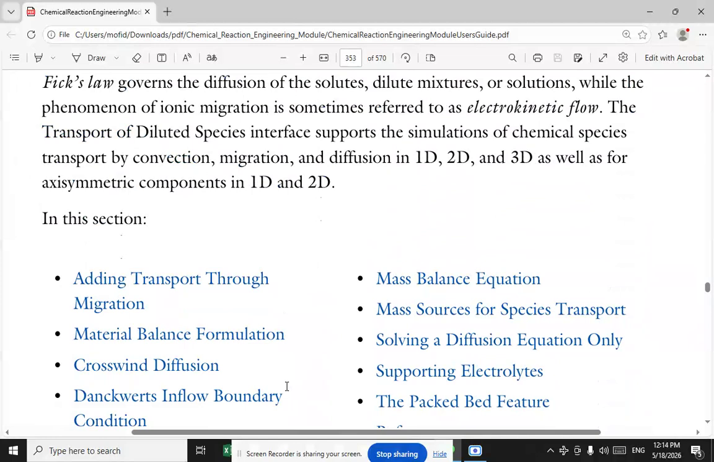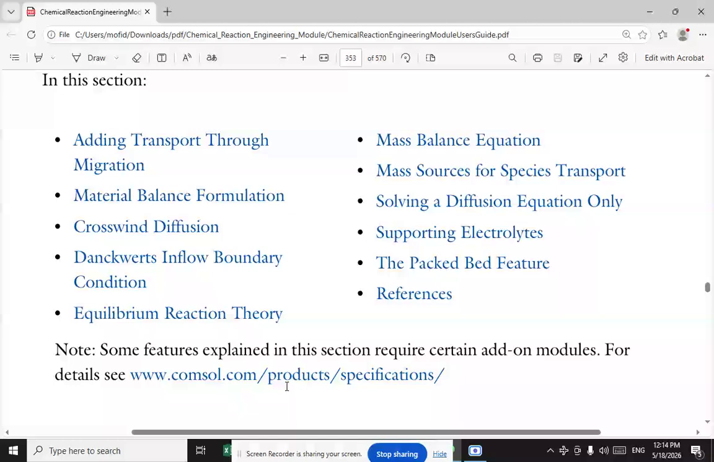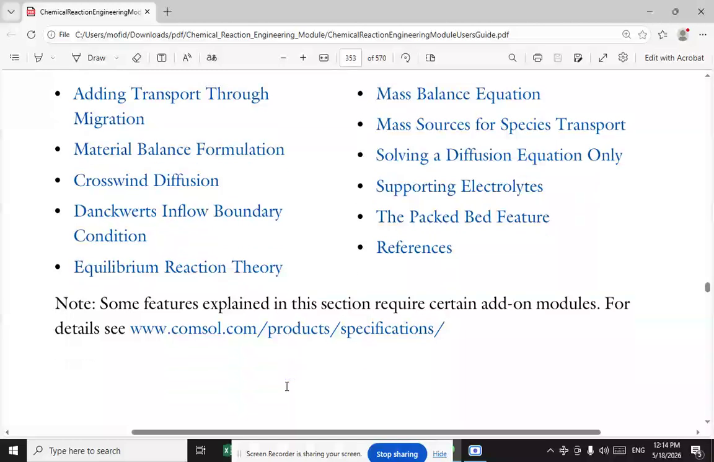The Transport of Diluted Species interface supports simulations of chemical species transport by convection, migration, and diffusion in one dimension, two dimensions, and three dimensions, as well as for axisymmetric components in one and two dimensions. In this section, we want to go through adding transport through migration, material balance formulation, cross-diffusion, Danckwerts flow boundary condition, equilibrium reaction theory, mass balance equation, mass sources for species transport, solving a diffusion equation only, supporting electrolytes, and the feature references.